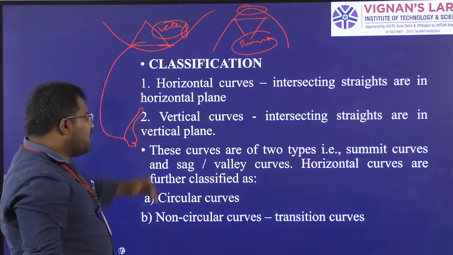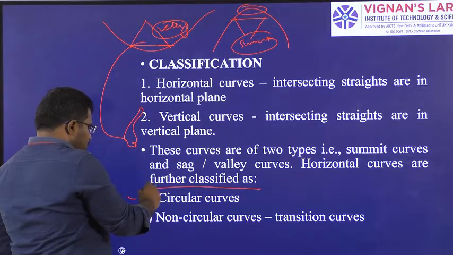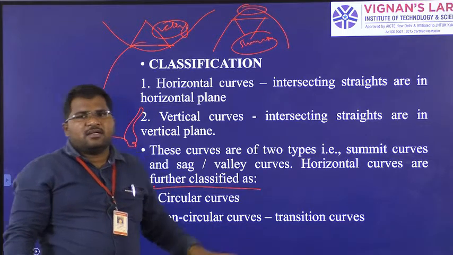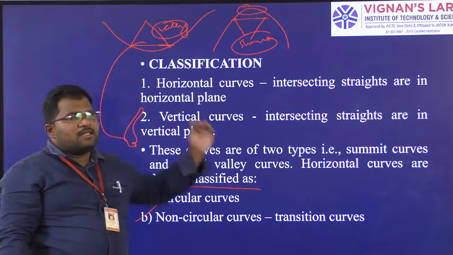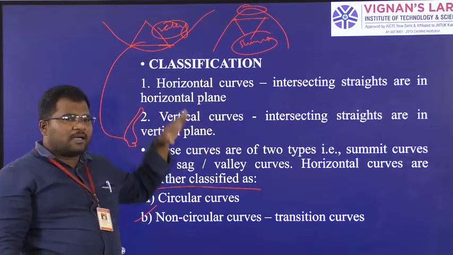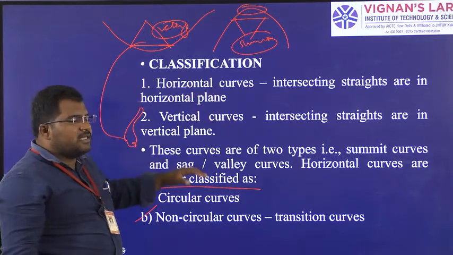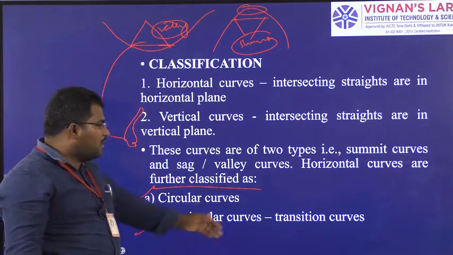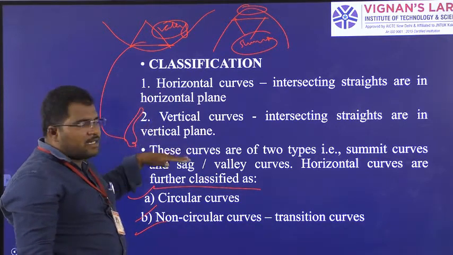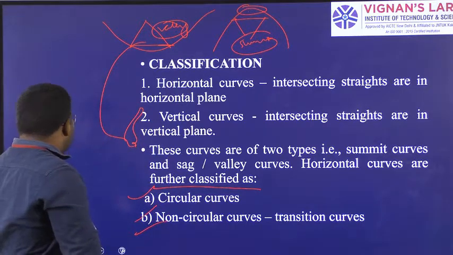Again, horizontal curves also have further classification, such as circular curves and non-circular curves or transition curves. So finally, horizontal curves are the curves placed in the horizontal plane, and vertical curves are the curves placed in the vertical plane. Horizontal curves are of two types, circular and non-circular or transition curves. Vertical curves are again two types, valley curves and summit curves. So this is all about the classification of curves.